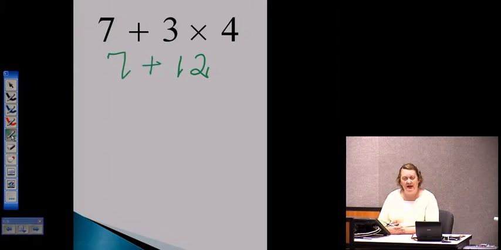Notice how I do the multiplication first without looking and without writing down the 7 plus. Other teachers may do it differently, but I technically even cover up the 7. Now I can't show you that on my paper because you can't see where I'm covering it up on the computer, but I literally put my hand over the 7 and just look at the 3 times the 4. Write down the 12, then uncover the 7 and bring down the 7 plus. Then I do the addition. 7 plus 12 then gives me 19.